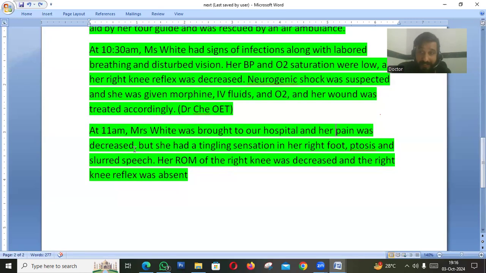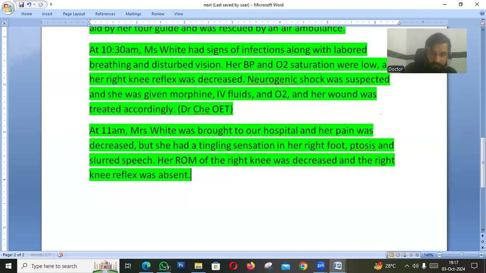Pain was decreased, you need to use past tense. Okay, but she had something new. Negative. But she had a tingling sensation in her right foot, ptosis, and slurred speech. If you are a straightforward student, you will write like this. At this time, Miss White had decreased pain, tingling sensation, right foot, ptosis, and slurred speech.